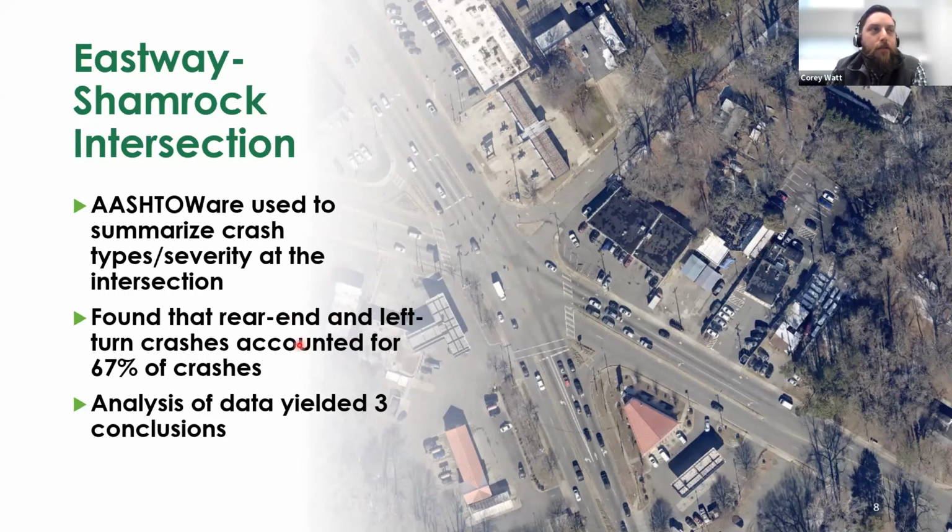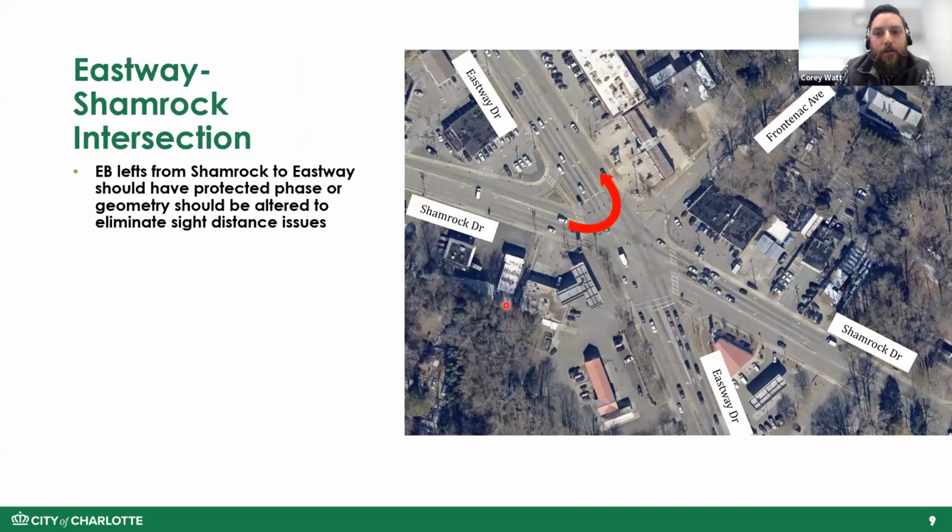And so what we found when we got all of this crash data in one place and were able to sort it by type and by severity and read some of the crash narratives through AASHTO was that rear end and left turn crashes accounted for about 67% of the total crashes at the intersection. And using some of the more advanced filters and digging deeper into the crash narratives and diagrams that we've integrated into AASHTO, we were able to highlight pretty easily and quickly 3 big conclusions to work into our design, into our alternatives.